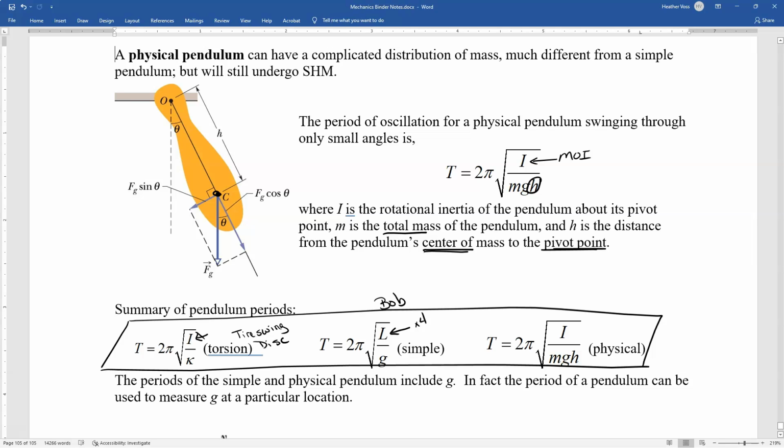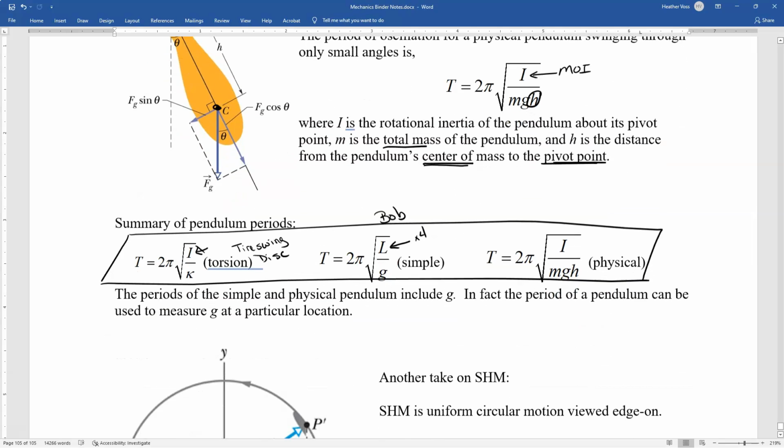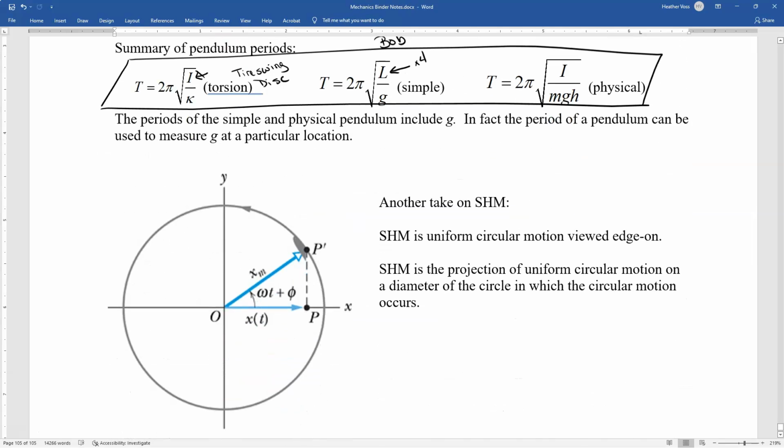So these periods can include G. You see that in the simple pendulum as well as the physical pendulum. And that's partially because it is swinging with the force due to gravity, whereas that torsion pendulum, that tire swing style pendulum, it's twisting.